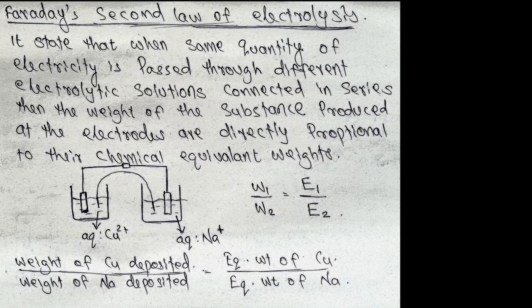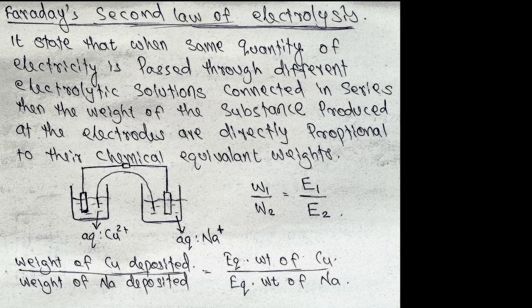Next we discuss Faraday's second law of electrolysis. See this diagram. Here there are two containers, each containing an electrode. The first container contains aqueous Cu2+, and the second container contains aqueous Na+. Cu2+ ion and Na+ ion.